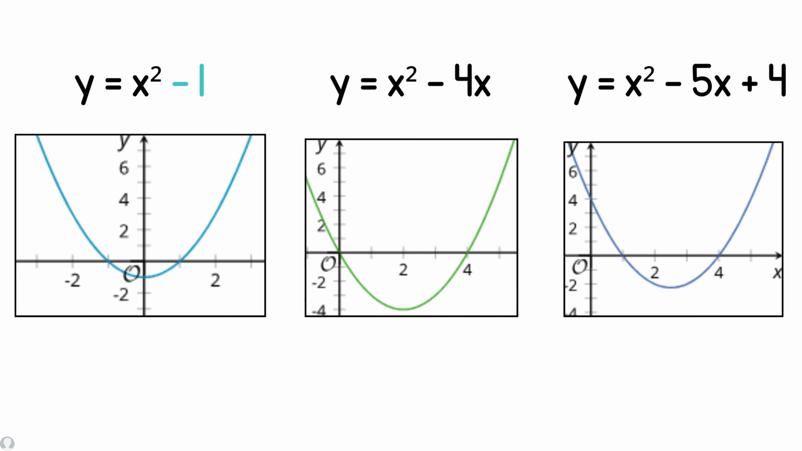We can see that our first example has a y-intercept of -1, and the graph crosses the y-axis at -1. Our next example has a constant of 0, and we can see that it crosses the y-axis at 0. And in our last example, our constant term is 4, and we can see that it crosses the y-axis right at 4.